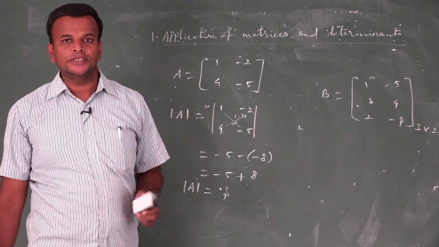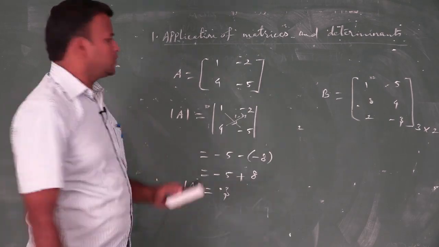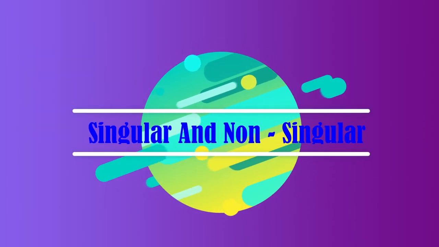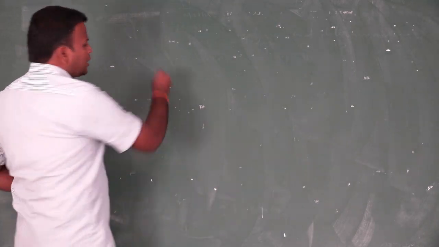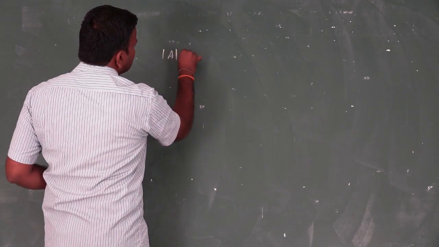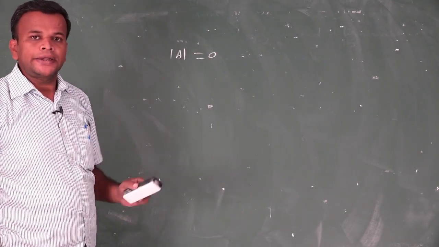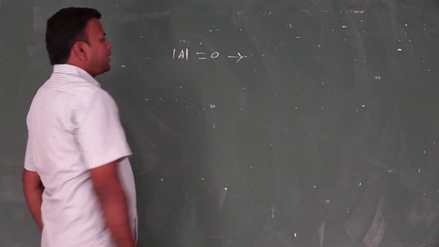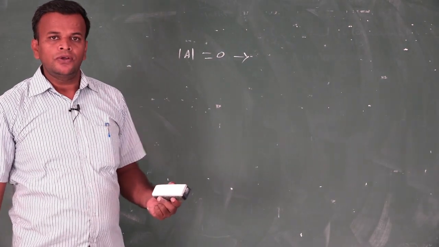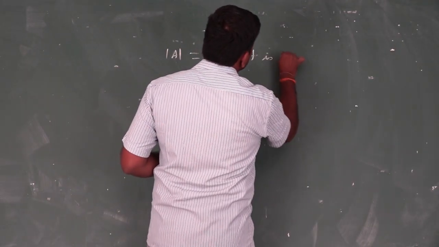The next definition is singular and non-singular matrix. Suppose the determinant of a matrix is equal to 0, we say the matrix is singular. If the determinant of the matrix A is equal to 0, then we come to the conclusion that A is a singular matrix.